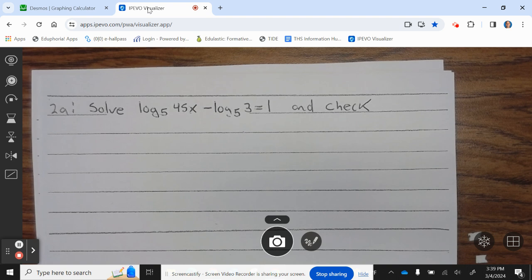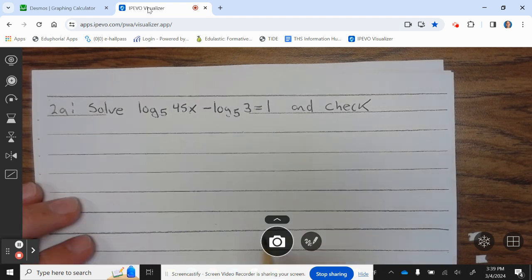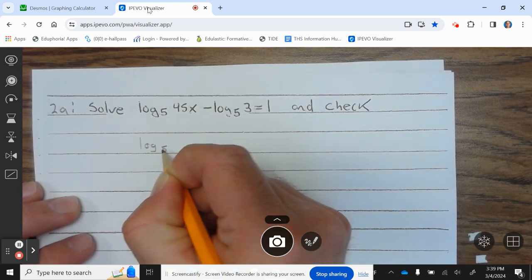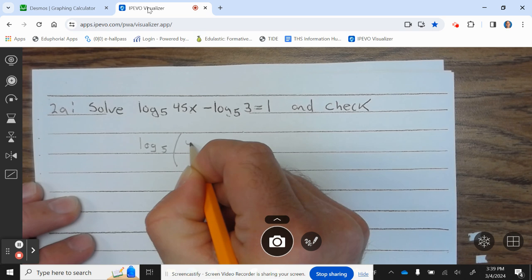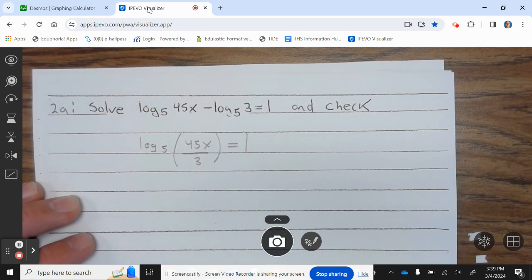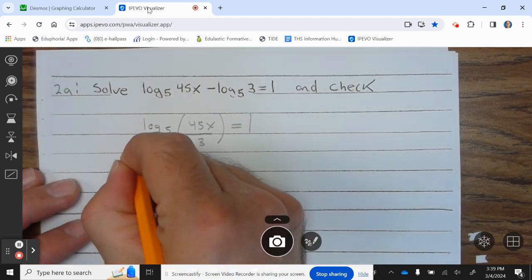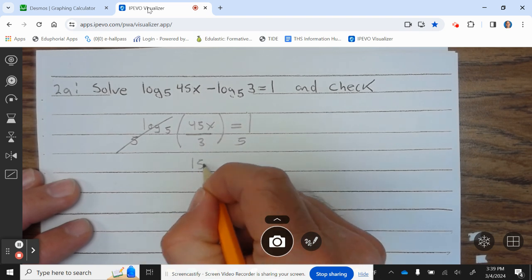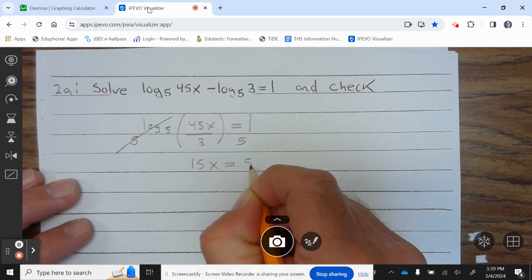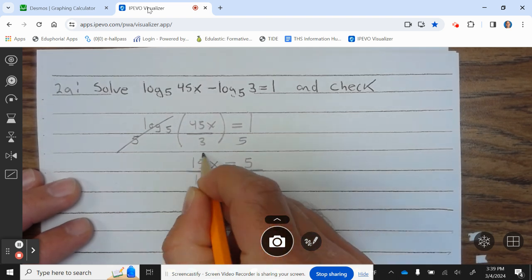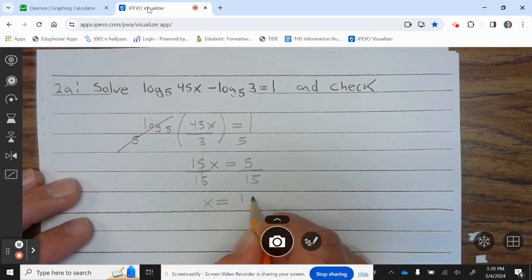2a, solve log base 5 of 45x minus log base 5 of 3 equals 1. Okay, so this becomes log base 5 of 45x divided by 3 equals 1. Okay, we're going to raise both sides by 5. Cancels. 45x divided by 3 is 15x. 5 to the 1 is 5. Divide both sides by 15. X equals 1/3.